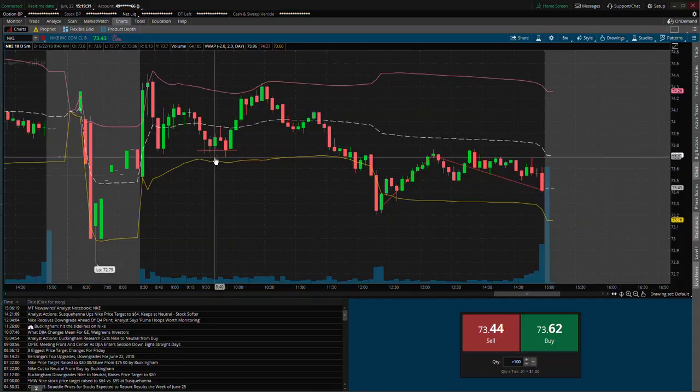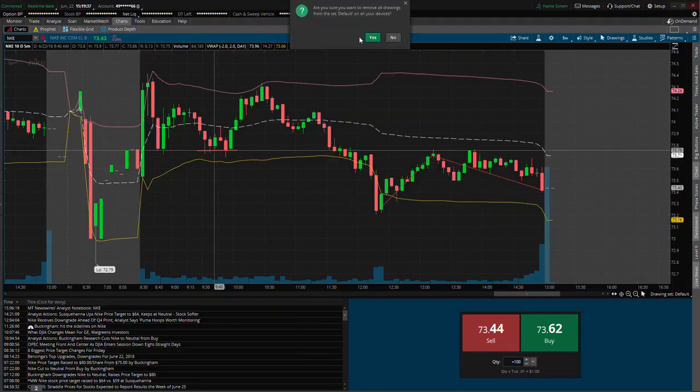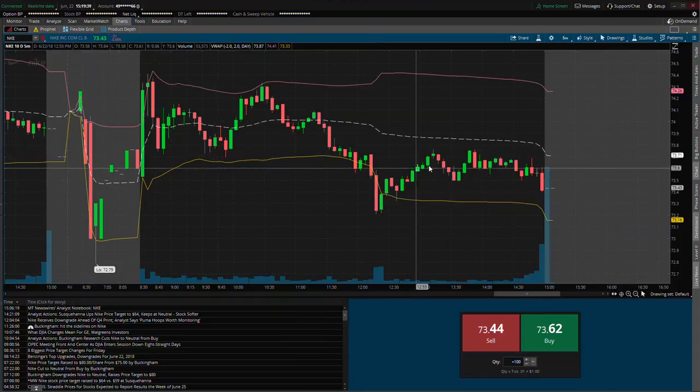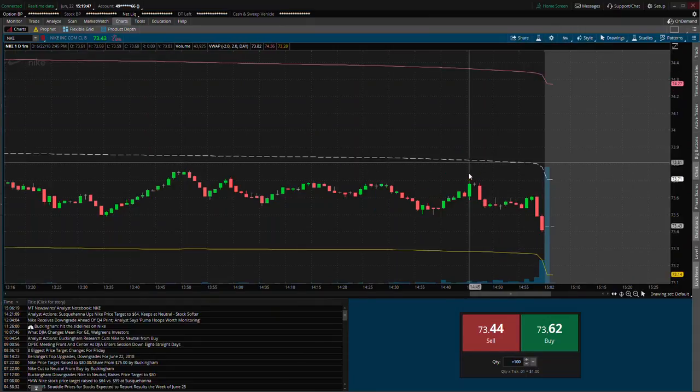So let me get rid of these lines real quick. Alright, let's change the time frame, and it will paint a completely different picture. So this is the 1-minute chart.